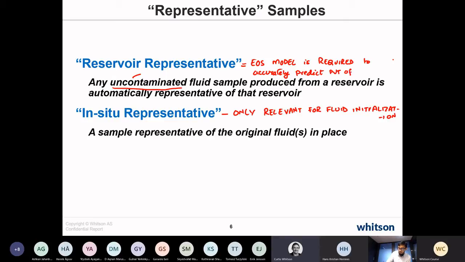And even if it's day 1 and you've drawn the well really hard down, you know you're below the dew point, you know the GOR, CGR is not in situ representative, you're still obliged that the equation of state will describe all of the PVT phase behavior, dew point, the liquid dropout curve, everything of that sample that's not in situ representative, but is being produced by the well. And so for any of those samples, the only requirement of a reservoir representative sample is that it doesn't have oil-based mud contamination.